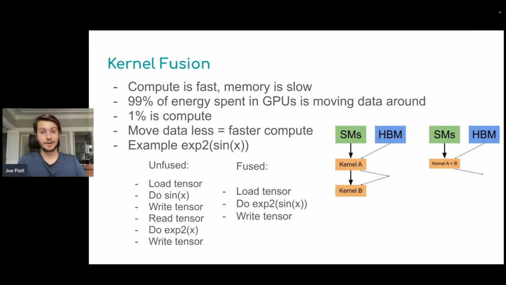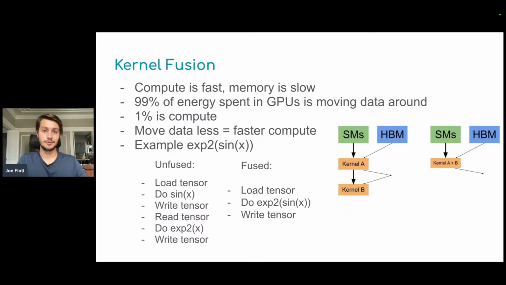One of the common optimizations we see here is kernel fusion. I think a lot of people in this call probably know what kernel fusion is, but just in case you don't, basically most of the power spent on a GPU is moving data around. The compute is really fast, the memory is really slow, and so we ideally want to move stuff around as little as possible. If you move stuff less, you will usually run faster.